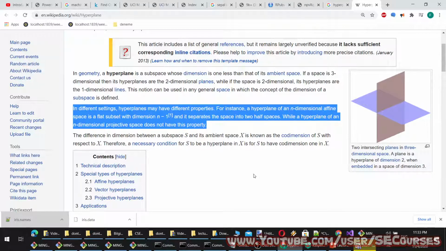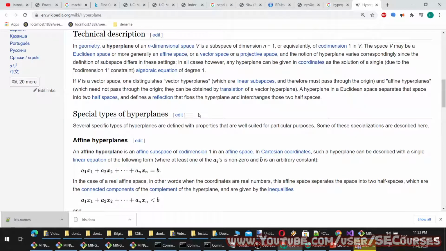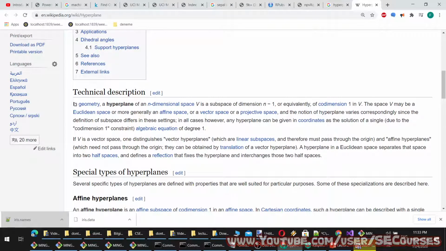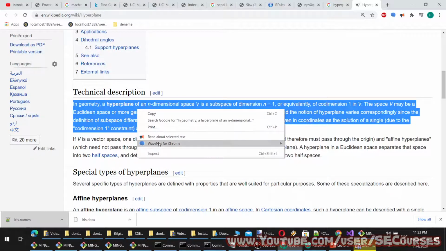While a hyperplane of an n-dimensional projective space does not have this property. Okay. So this is the definition of hyperplane.